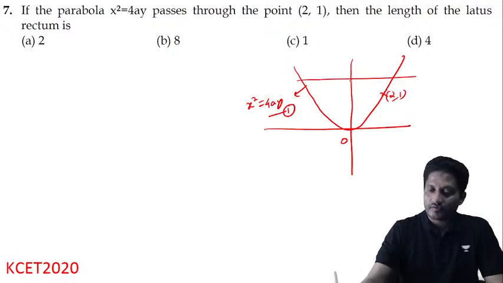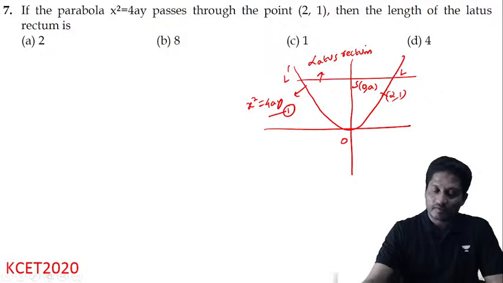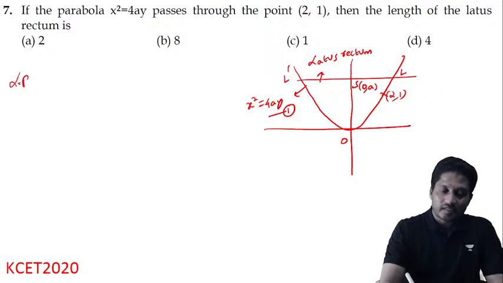Alright, the chord drawn from the focus perpendicular to the axis is called the latus rectum. This L L dash is called the latus rectum. You should find the length of the latus rectum. Length of the latus rectum is always equal to 4a.